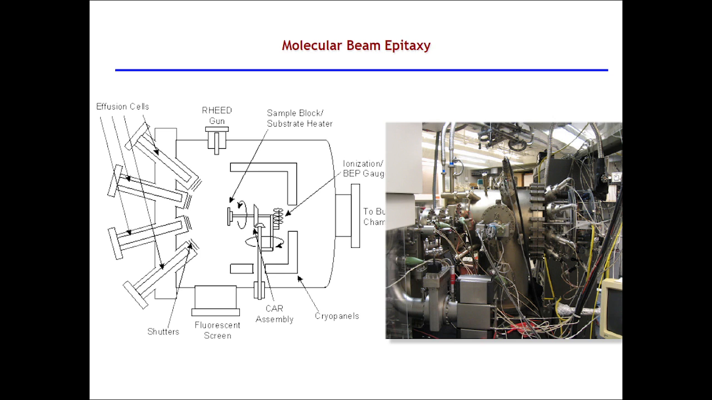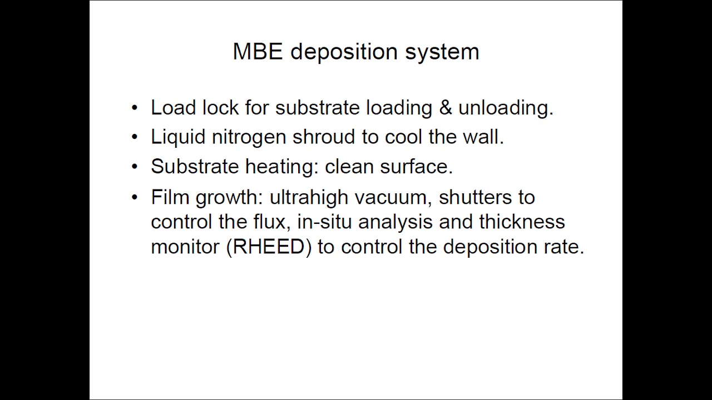So in this process, in order to monitor the thickness of the film, there will be a RHEED, we'll talk about RHEED later. Okay, it is a kind of electron diffraction setup to monitor the thickness of the layer by each second. Okay, so this is the entire setup of the molecular beam epitaxy. We will be having a fluorescent screen, and we have a K-cell assembly, ionization chamber. Okay, so we will be having a load lock, substrate loading and unloading.